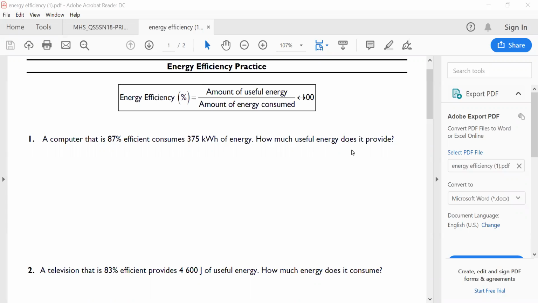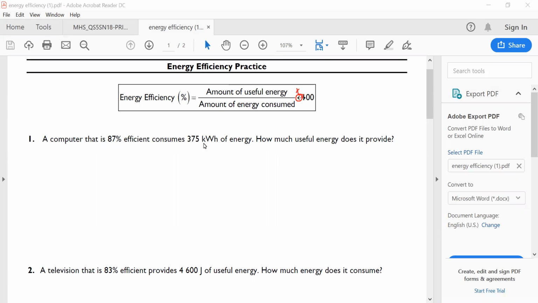So, last time we met, I introduced to you the concept of energy efficiency, and this time I would like to follow through with a few practice examples. So, we're going to do a couple. Some are a little more tough than others, but overall, very straightforward and deals with this particular equation that you see at the top, where it says energy efficiency in percentage is equal to the amount of useful energy divided by the amount of energy that's consumed. Of course, this is a little typo here. This should be multiplied by 100 because we want to express this as a percentage.